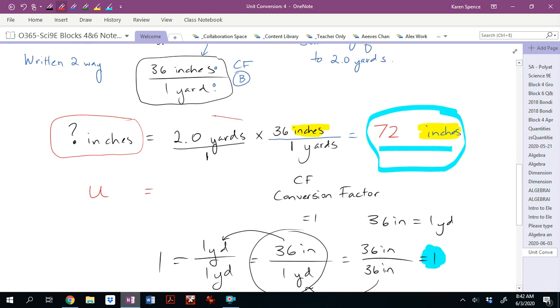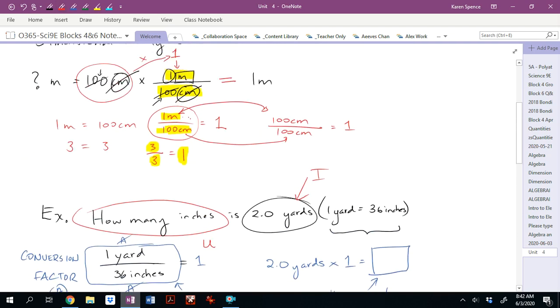So we have our unknown is equal to our initial quantity, and then we multiplied it by 36 inches per yard. Remember, 36 inches per yard was our conversion factor. Okay, so our unknown was equal to an initial times a conversion factor, or U is equal to I times CF.